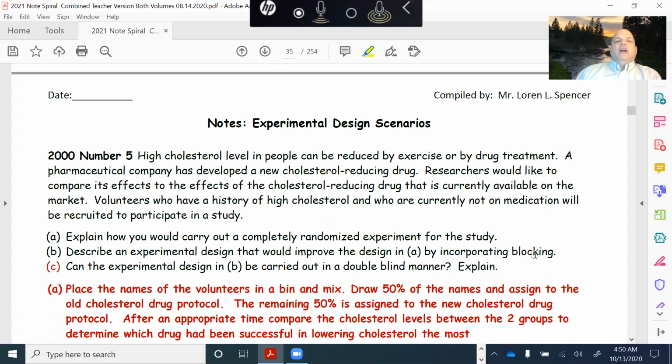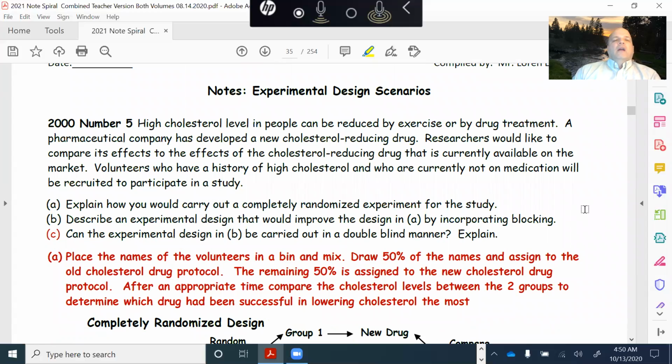So moving on to a randomized block design, high cholesterol, and this is page 35, 2000, question number 5. High cholesterol level in people can be reduced by exercise or by drug treatment. A pharmaceutical company has developed a new cholesterol-reducing drug. Researchers would like to compare its effects to the effects of the cholesterol-reducing drug that is currently available on the market. So we have a new drug and an old drug. And it says volunteers who have a history of high cholesterol and who are currently not on medication will be recruited to participate in the study.